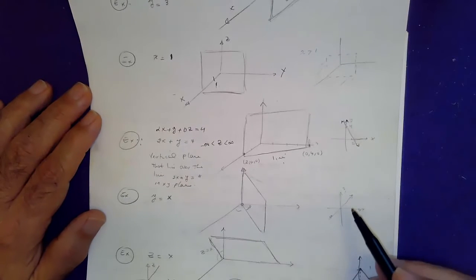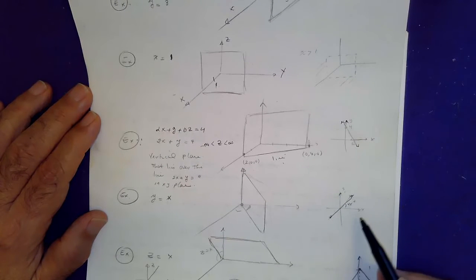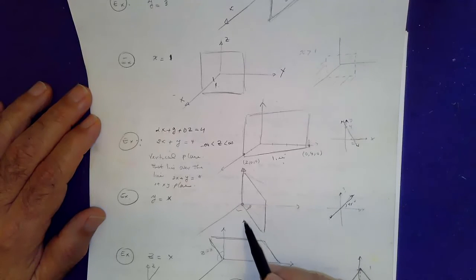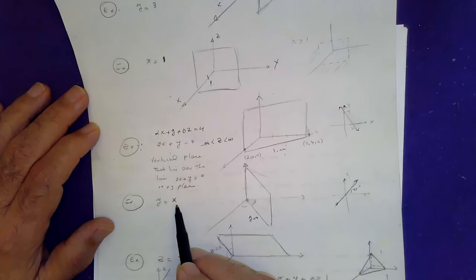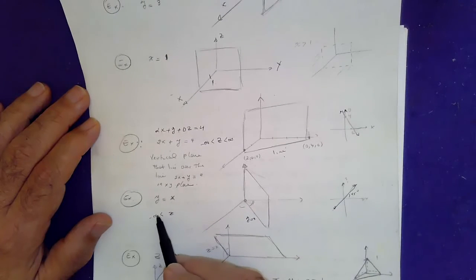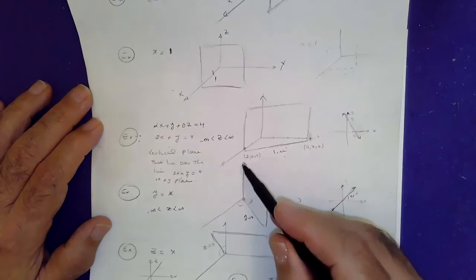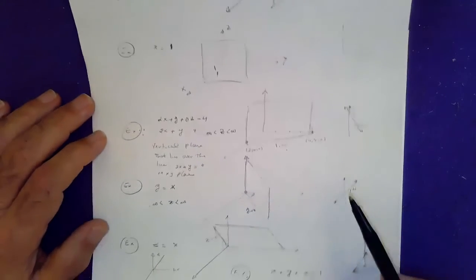Y equals x is a line on the xy plane, which makes a 45 degree angle with either x or y. So here's the graph on the floor, but keep in mind, once again, z is missing, so that means z goes from negative infinity to infinity. So you've got to stretch this along the z-axis, and that's called extension.